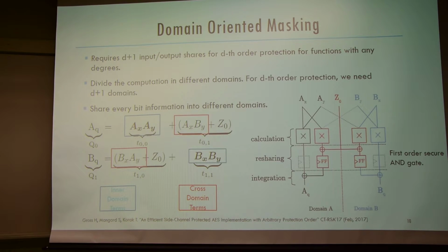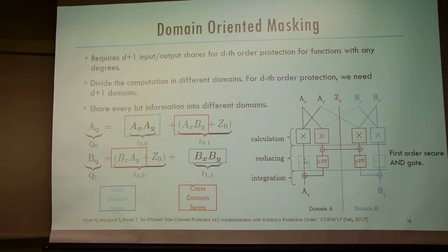So the key idea of that is it divides the computation into different domains. So for disorder protection, we need D+1 domains. So that's enough for the protection, because if you only have access to D domains, then you always miss one domain's information. So the idea is to share every bit of information into different domains. And here, this is one example of an AND gate, which is first order secure.